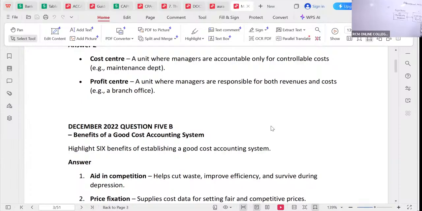Yes, this is topic number one. And it's applicable for ATD and CPA. ATD and CPA, yes.